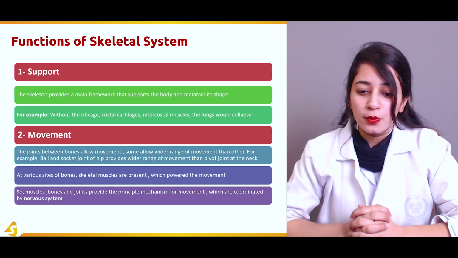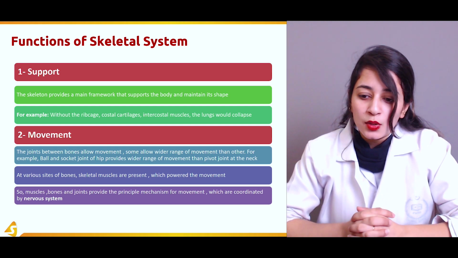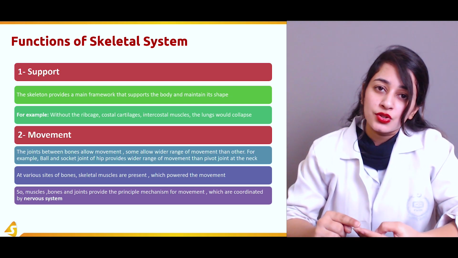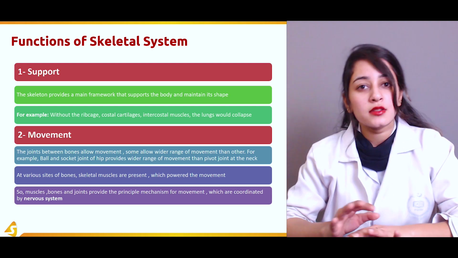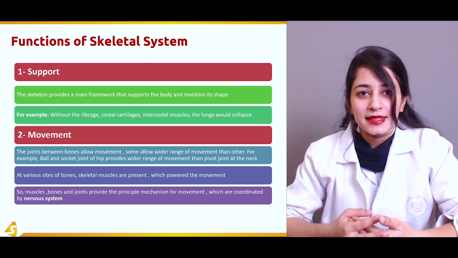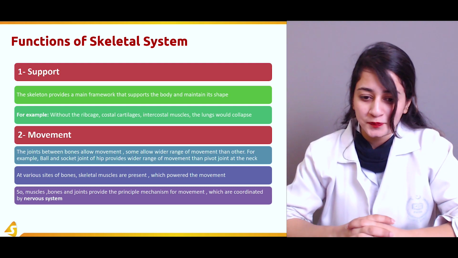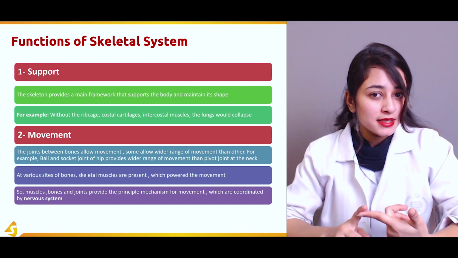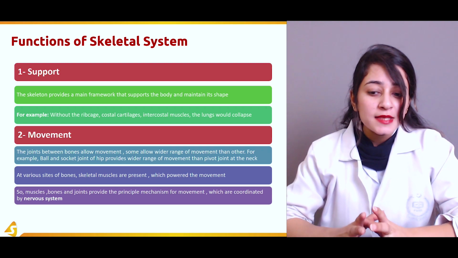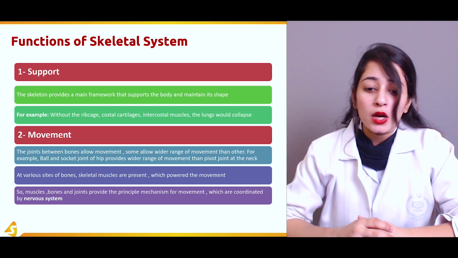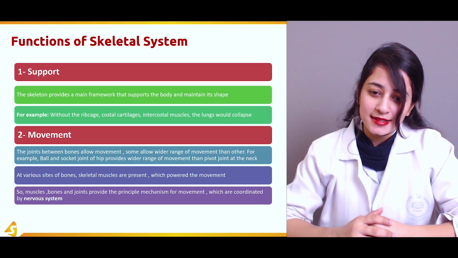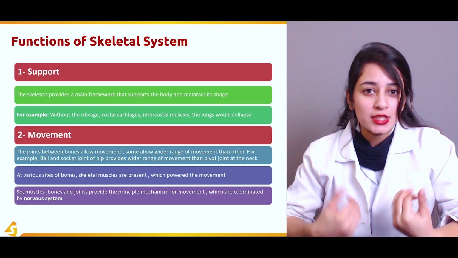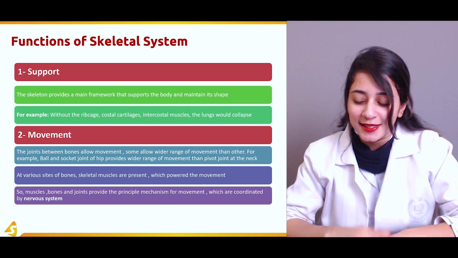At various sites of bone, skeletal muscles are present which provide the movement. Muscles, ligaments, and tendons all help the movement to carry out smoothly. So you won't fall, you won't get any pain and stuff like that. So we have three things: muscles, bones and joints. They provide the principal mechanism for movement, which is coordinated by the nervous system. Our nervous system controls these structures, and in turn these structures help us to move easily and smoothly.